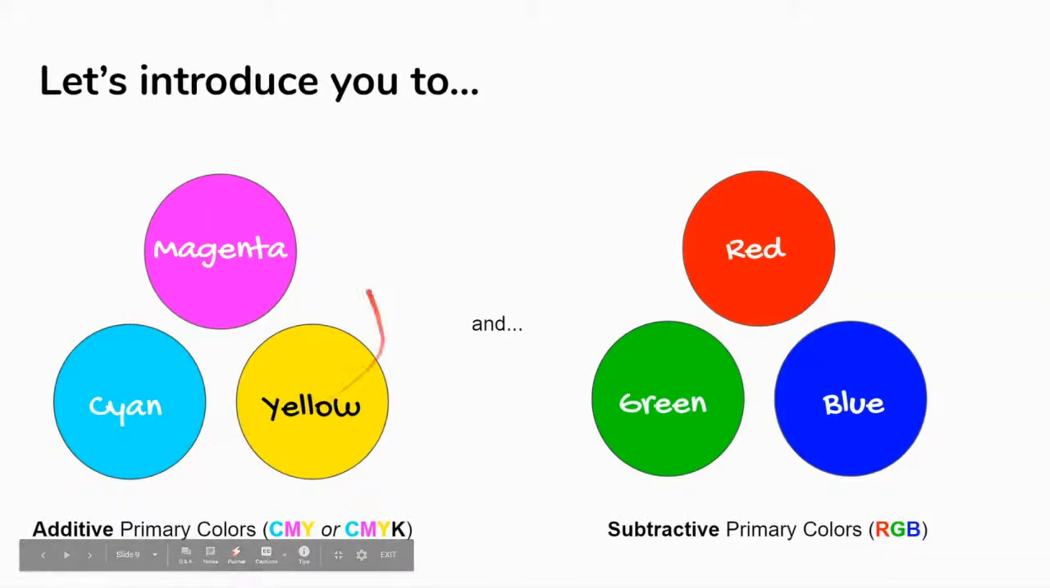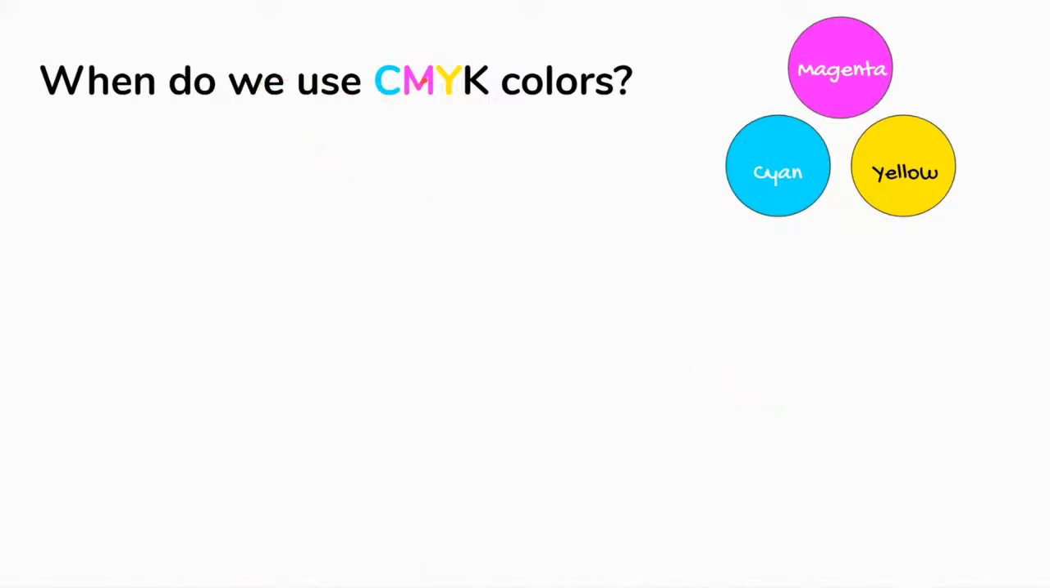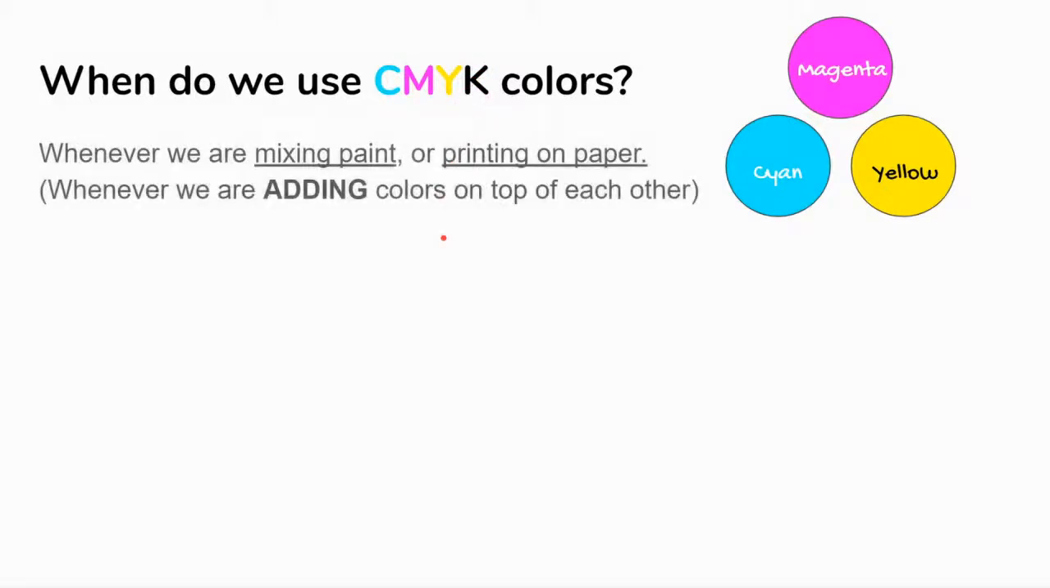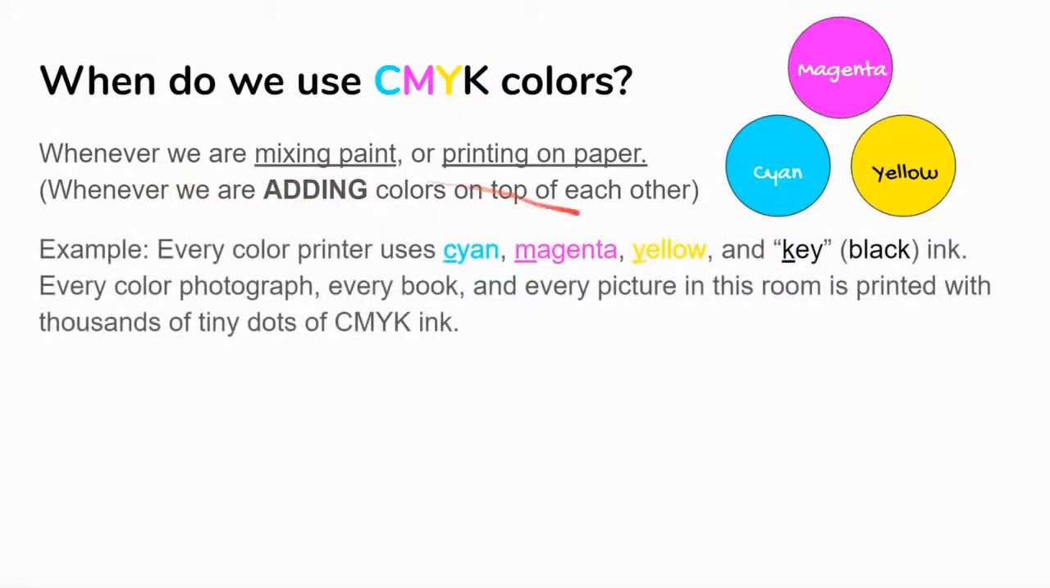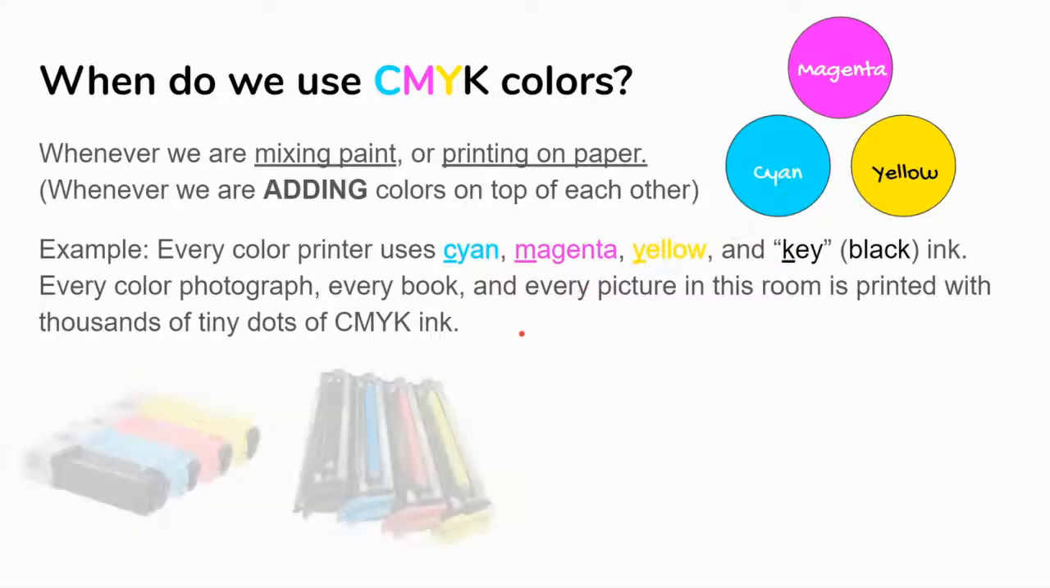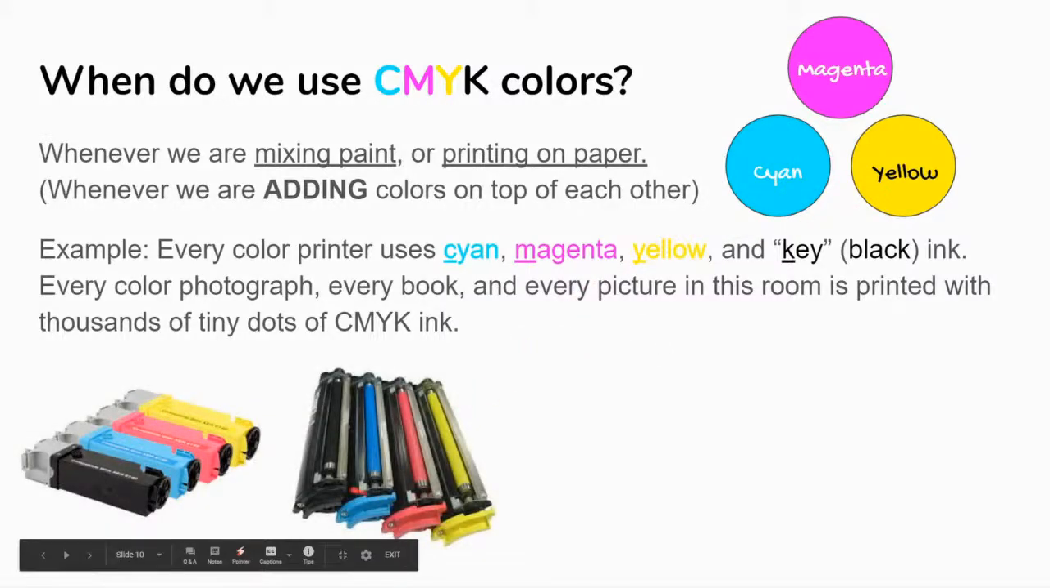So let's learn about when you use these additive and subtractive colors. Additive colors, also called CMYK colors, are used whenever we're mixing paint or printing on top of paper, whenever we're adding colors on top of each other. For example, every picture you've ever held, every book, every poster, every printer, every piece of colored printed paper has been printed with cyan, magenta, and yellow ink. So if you look at printer cartridges, they always come in these three colors, plus black. And the black just shows us how light or dark the picture is.